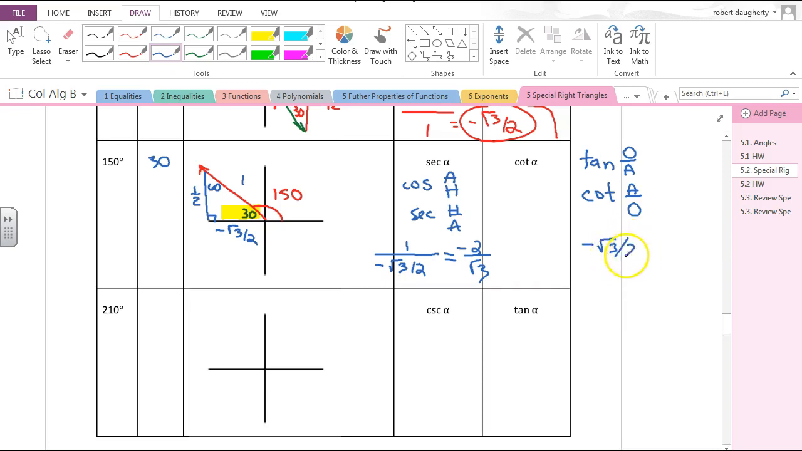Negative square root of 3 over 2. What's the opposite side? 1/2. Okay. So this is negative square root of 3 over 2 times 2 over 1. When you divide by a fraction, you're multiplying by its reciprocal. What cancels here? The 2. This answer is what? Negative square root of 3. Okay. So the value of cotangent is negative square root of 3.